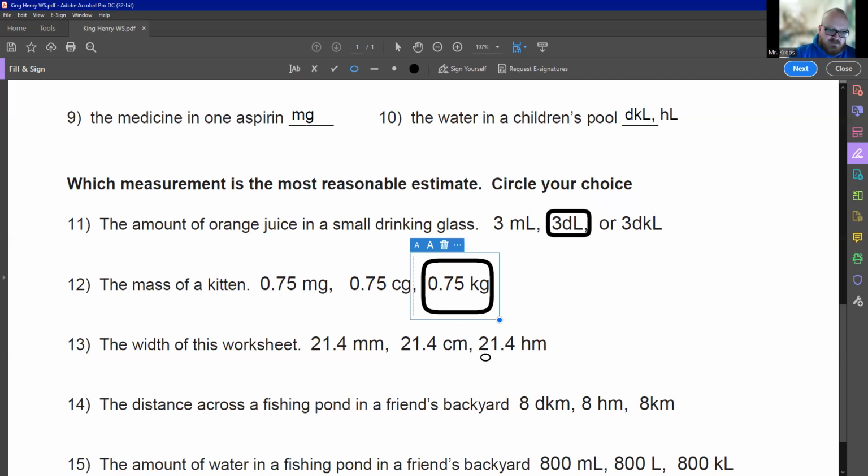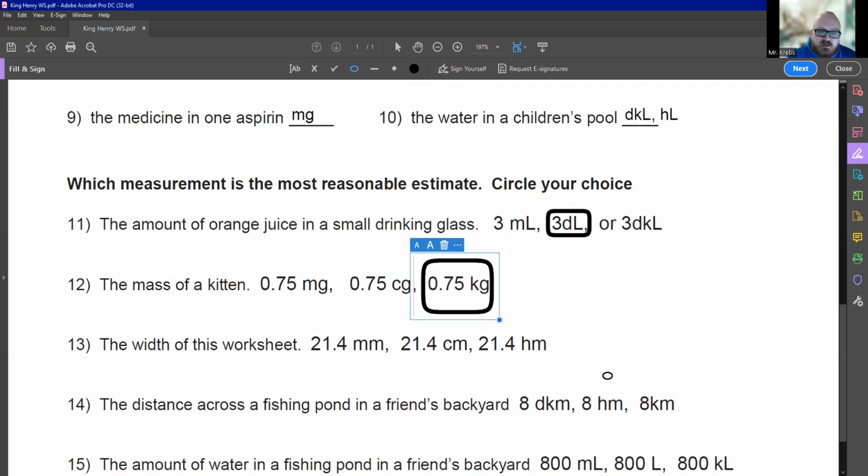Next, the width of this worksheet. Depending on what device you're looking at, if it's electronic, that may vary, but think about a standard sheet of paper, something that's about this wide, that I'm holding up here. You can see it in my tiny little corner of the screen. That's going to be about a foot. It's a little less than a foot. It's 11 inches is the standard, 8.5 by 11 inches.